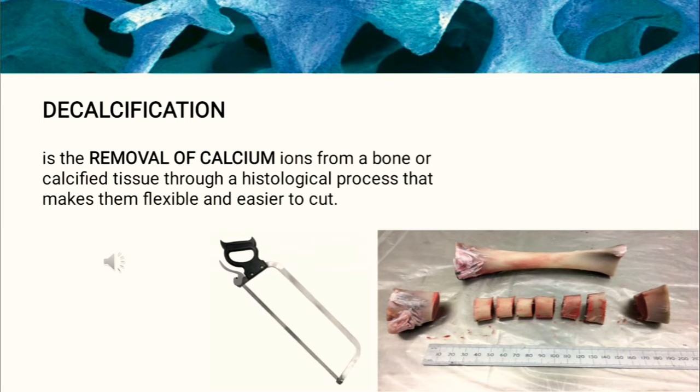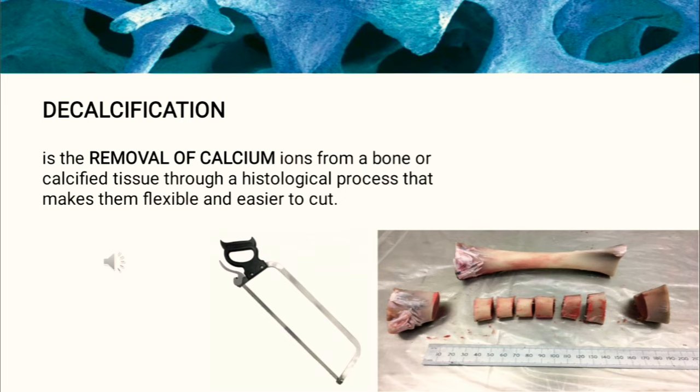Now let us define the word decalcification. Decalcification is the removal of calcium ions from a bone or calcified tissue through a histological process that makes them flexible and easier to cut. It must be done to bones, teeth, calcified tissues such as atherosclerotic plaque in blood vessels and tuberculous lungs. If not done, it can result in poor cutting of tissues and damage to the knife that is used in sectioning in the later process.